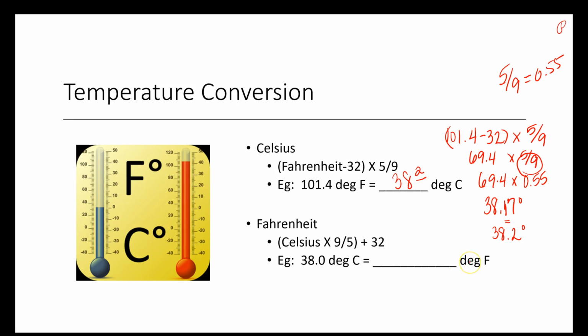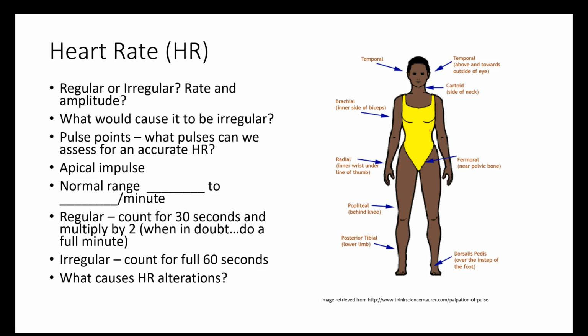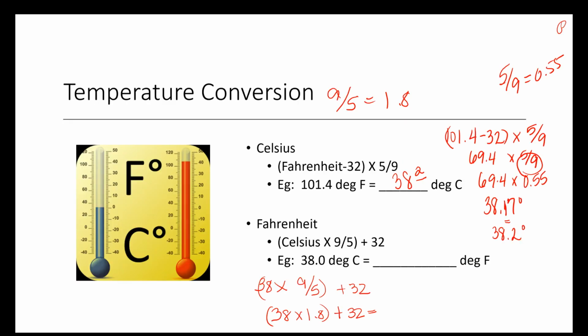Okay, here we have a question that gives us 38 degrees centigrade, and we want to know how many degrees Fahrenheit. Okay, so we're going to take our centigrade, 38 times 9/5. 9/5, for those of you with inquiring minds who want to know, always works out to 1.8. Okay, plus 32. So we have 38 times 1.8 in parentheses plus 32. 38 times 1.8 plus 32 is 100.4 degrees.